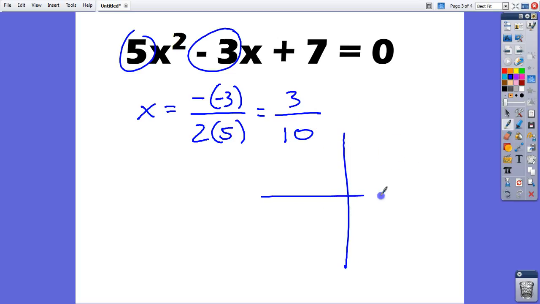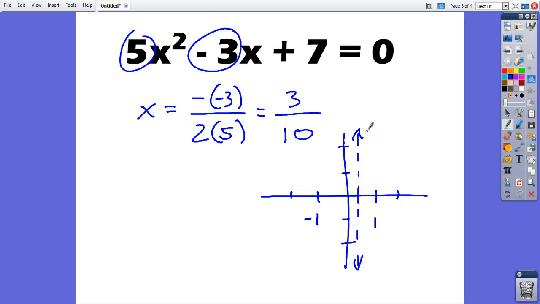So once again, if I were to take the time to graph this right now, which we'll do some examples of later, the graph this time would be centered over to the right, over at 3/10, which I'm going to approximate is right there. And so what we do is we put a dotted line here.